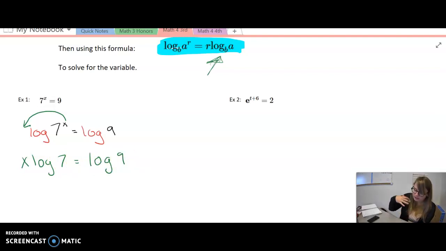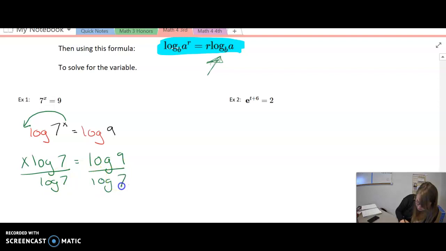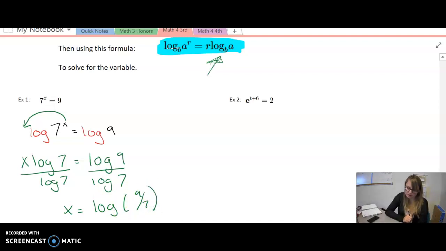And then from here we can solve for x, so we can divide both sides by log of 7, and then we have x equals the log of 9 over the log of 7. Alright, not too bad, right?